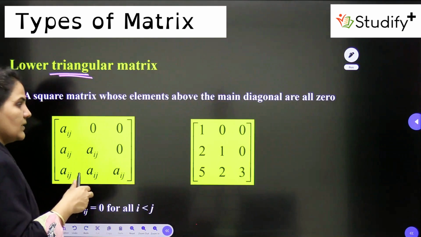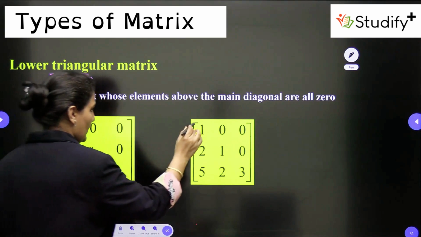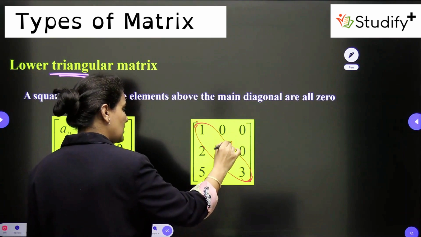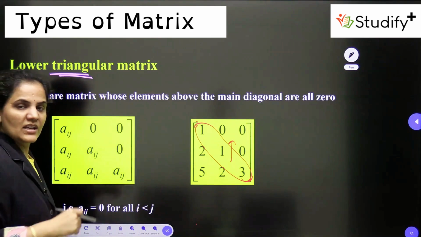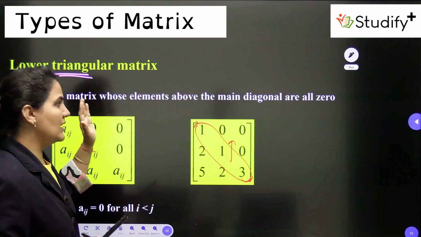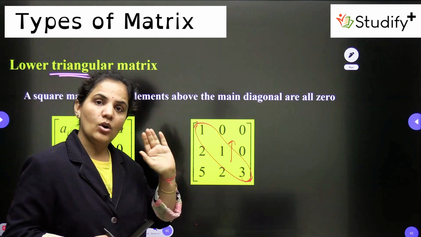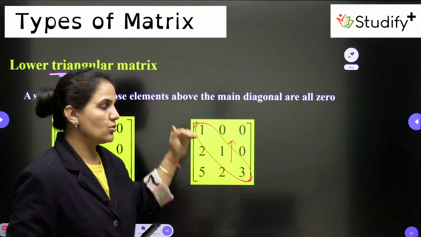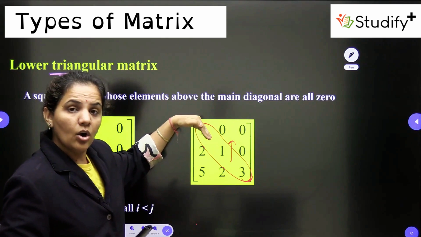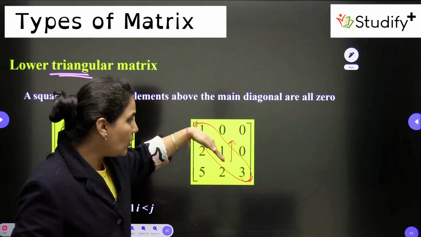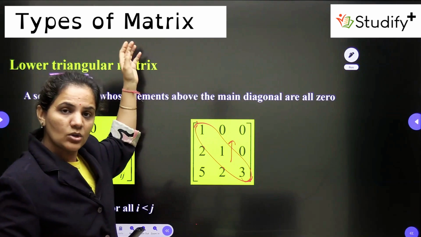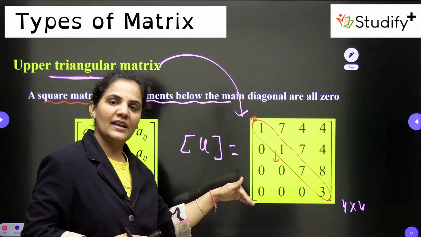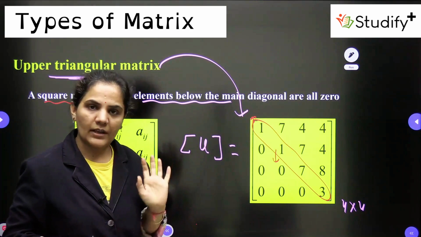Okay. Opposite of this one will be a lower triangular matrix. Look here. This is again your principal diagonal. So above this principal diagonal, if all the elements are 0, a square matrix whose elements above the main diagonal are all 0 is called a lower triangular matrix. So if in a square matrix all the elements above the principal diagonal are 0, that is called a lower triangular matrix. If all the elements below the principal diagonal are 0, it is called an upper triangular matrix.